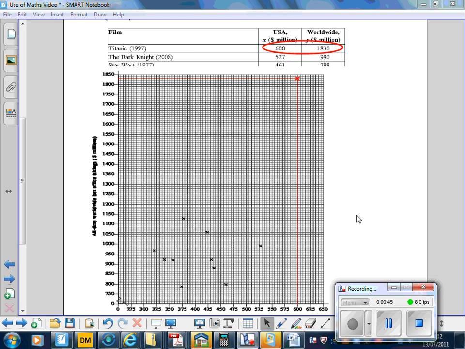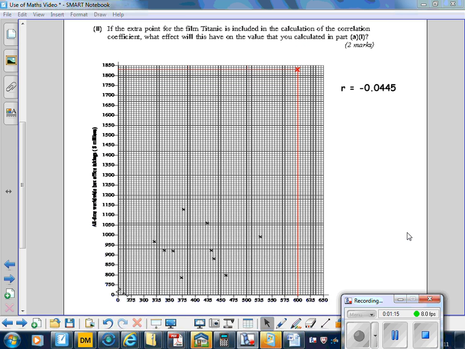Okay, now here is the scatter diagram that they gave us, and we've just got to go from 600 on the x-axis and locate 1800 on the y-axis, going up in tens. So I've put the red line across at 1830, and you just pop this across on there. And you've got to try and be as accurate as you possibly can, because they only allow you to be half a square out.